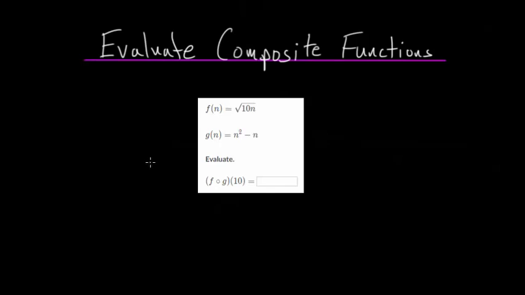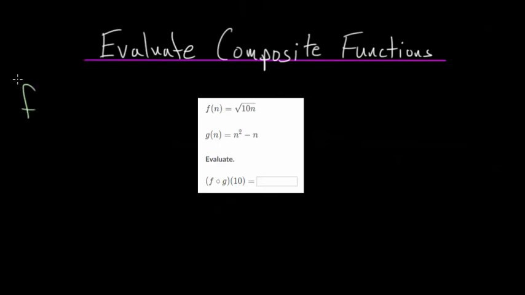For this video, I'd like to talk about how to evaluate composite functions. So in these problems, you're going to be given two or more functions and essentially asked to put one function inside of another. So the first thing we need to get used to is this notation.